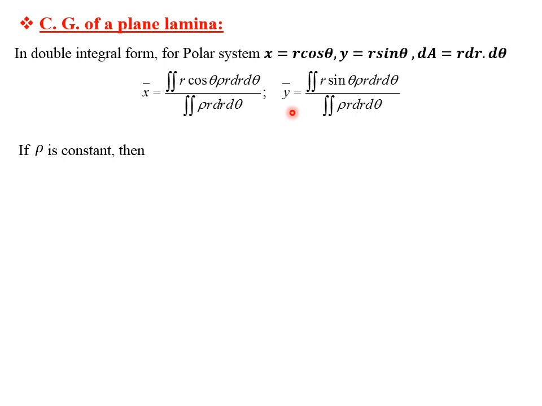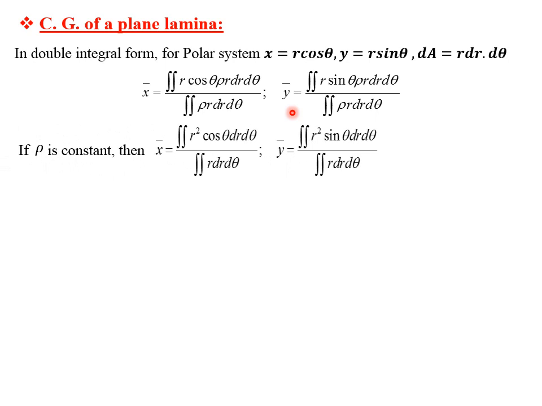In this one, now if again rho is a constant, the density is a constant quantity, then these formulae reduce to x bar is equal to double integration r multiplied by r gives us r square cos theta dr d theta divided by double integration r dr d theta. Similarly, y bar is equal to double integration r multiplied by r gives us r square sin theta dr d theta whole divided by double integration r dr d theta. Rho and rho, as it is a constant, will get cancelled from numerator and denominator.